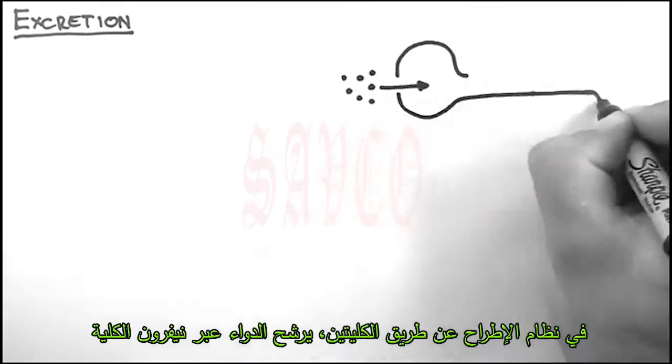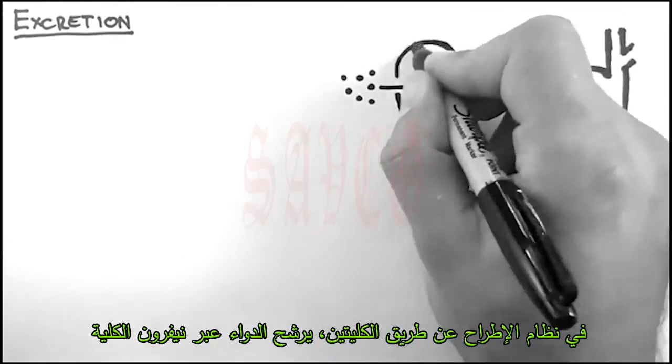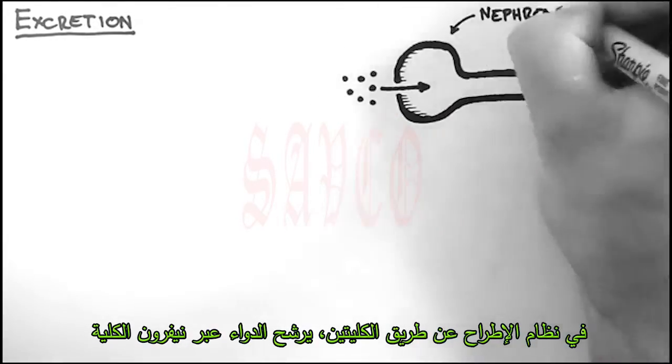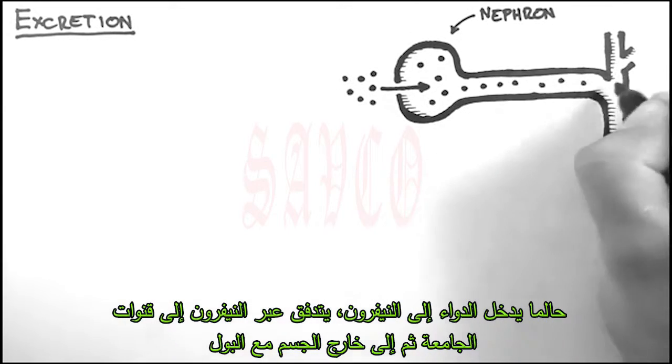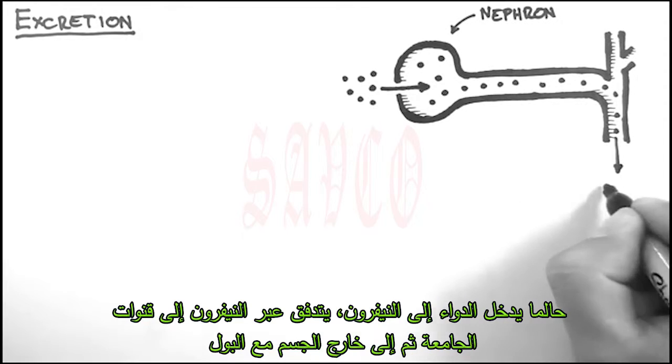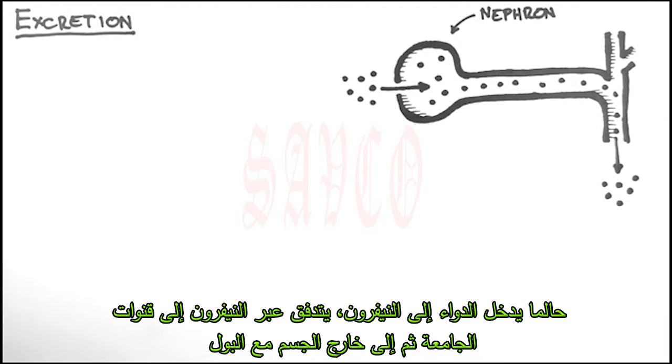In this system of excretion, a drug gets filtered into the nephron of the kidney. Once the drug is in the nephron, it flows through the nephron into the collecting ducts and ultimately out of the body in the urine.